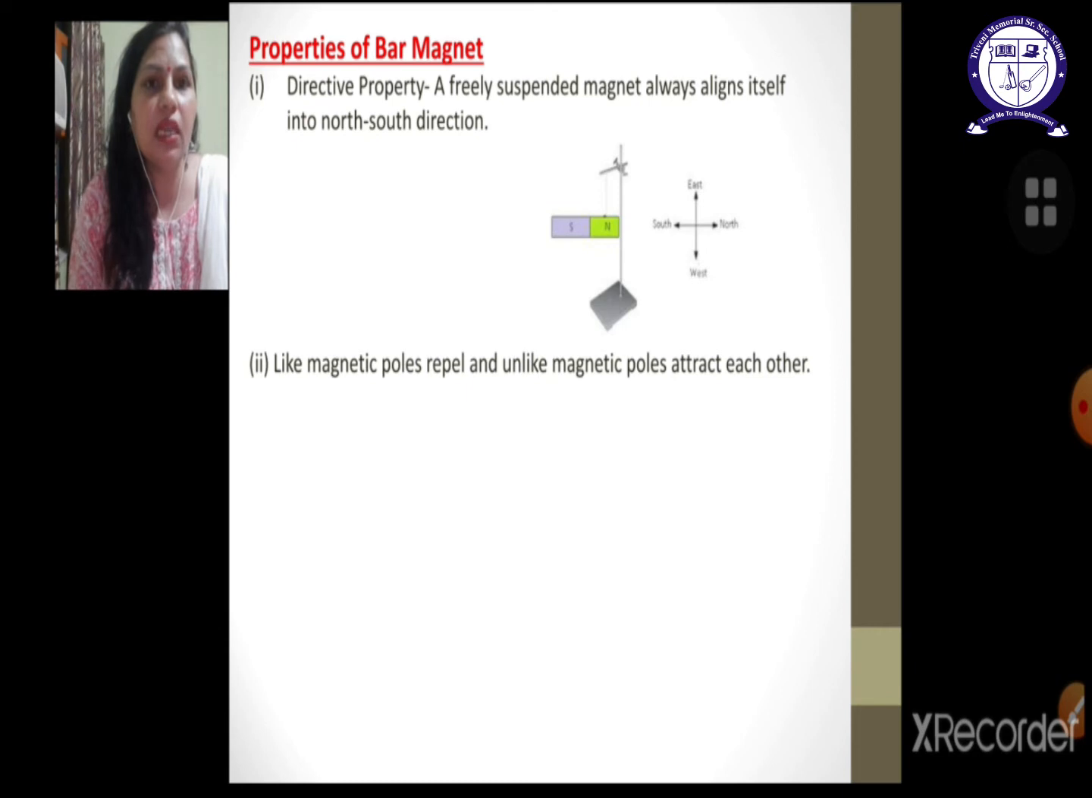Similarly, whenever we keep N and S closer, they sharply come together and join together. So this is the property, that is the force of attraction between the north and south pole. So unlike poles attract each other and like poles repel each other. Now in the very next case, magnetic poles always exist in pairs. That means monopoles do not exist in magnetism.